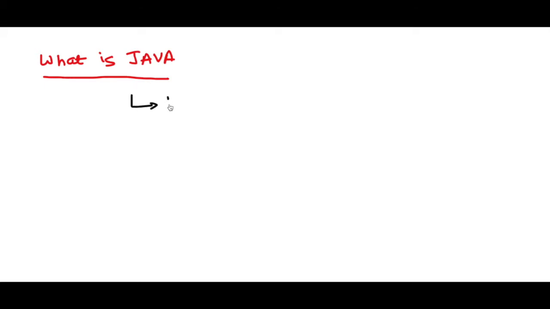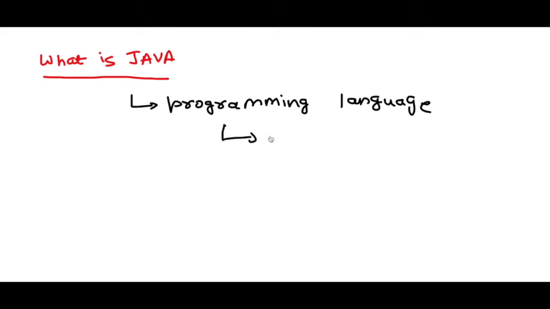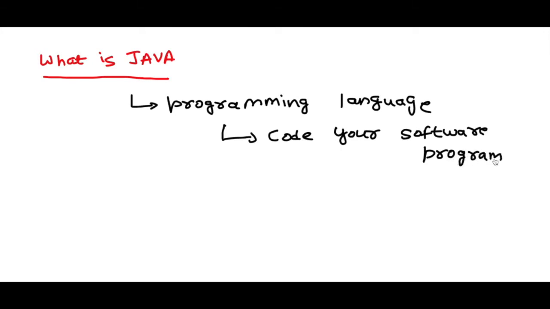It is one of the programming languages which is used to code your software program. So let me explain what I mean here. Whenever you need to implement any software program, you need to write a code, right? And in order to write a code, you need some programming language, right? So Java is one of the programming languages which could be used to build your software program. When I say code your software program, it means it can be used to develop your software program.